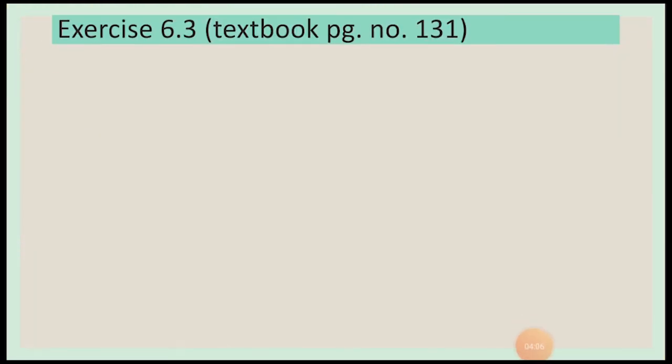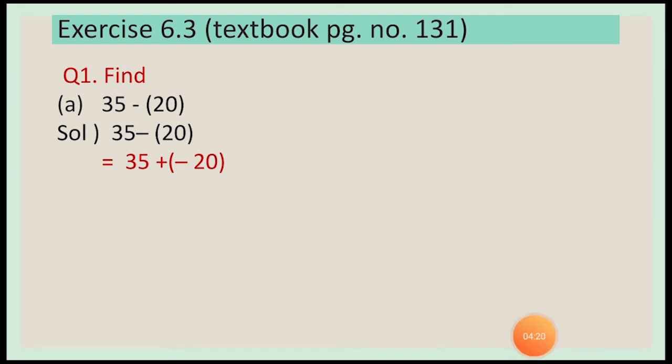So let's learn now how the exercise questions given in the textbook on page number 131 can be solved. So children, the first question is find: 35 minus 20. This can be solved as per the rule we have just discussed: the first number will be written as it is, then in place of the subtraction sign it will be written as an addition sign, and the next integer will be changed to its opposite sign. So here it was 20, now it is written as minus 20. Later on we'll follow the addition rule of integers.